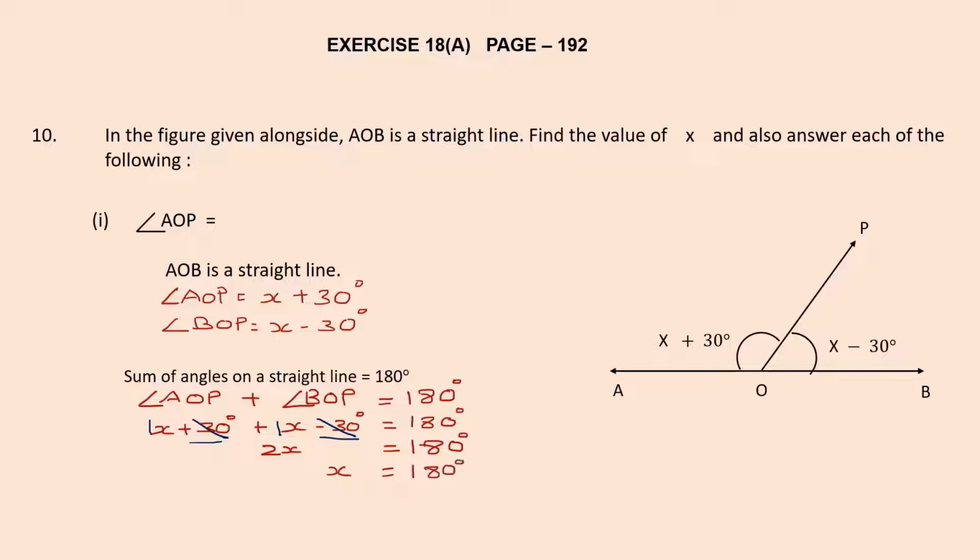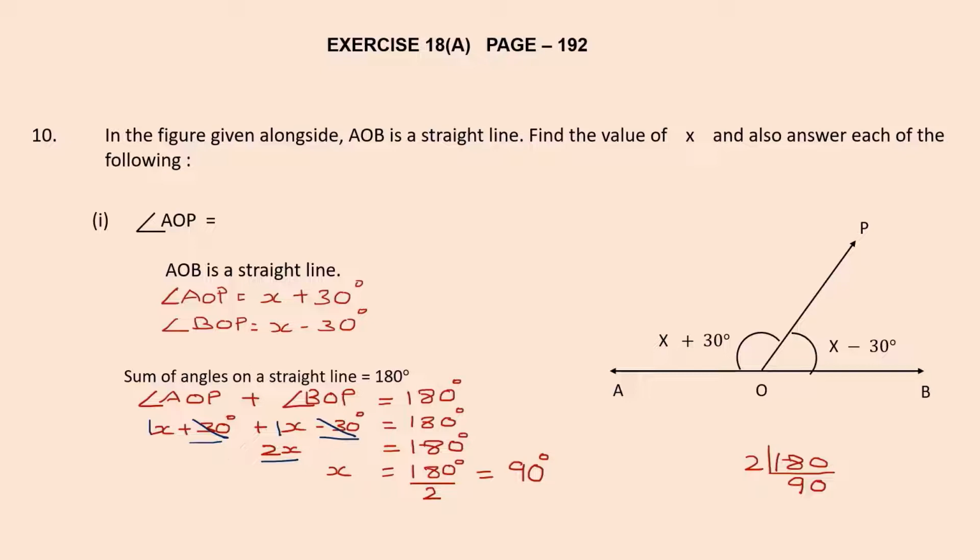Because it is 2x here, that means 2 into x. When I move it to the right hand side, it becomes division. The multiplication changes to division. 180 divided by 2. When you divide 180 by 2, let's do it by short division. 2 9s are 18. You bring down the 0. It's 90. So we know that x is equal to 90 degrees.